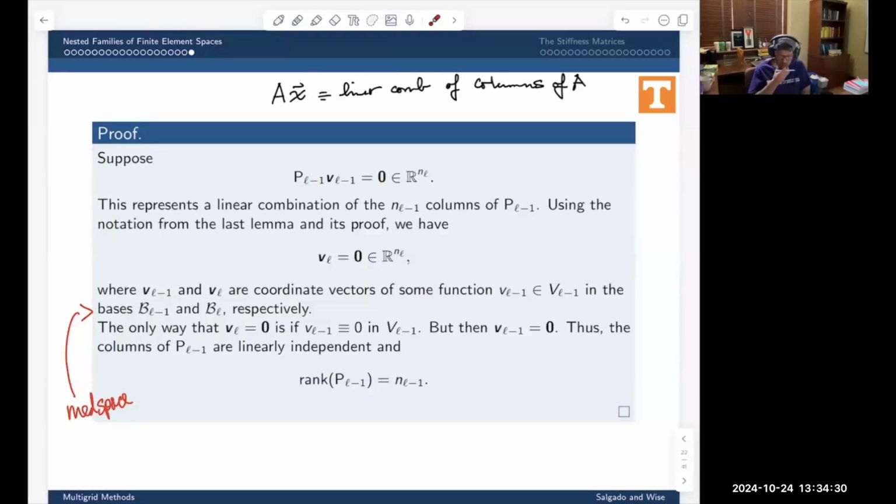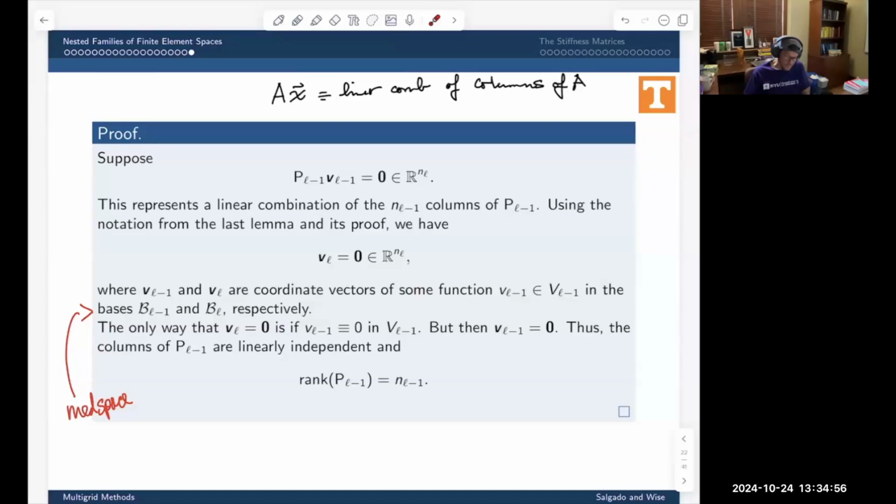So what are we usually looking for when we're setting a linear combination equal to 0? We're looking at whether this is only a trivial linear combination, or whether we can find a non-trivial combination. If only the trivial combination works, then we know that the columns of P_{L-1} are all linearly independent.